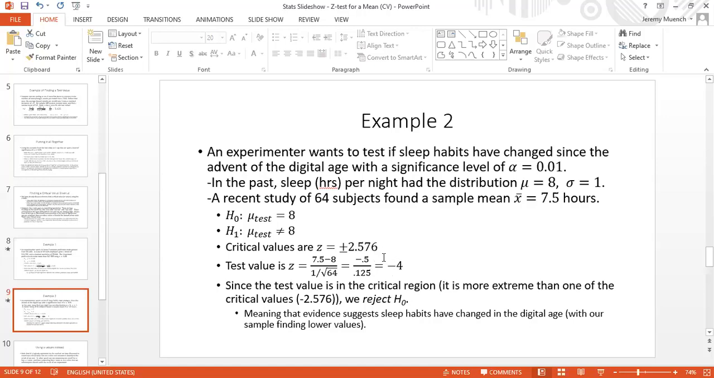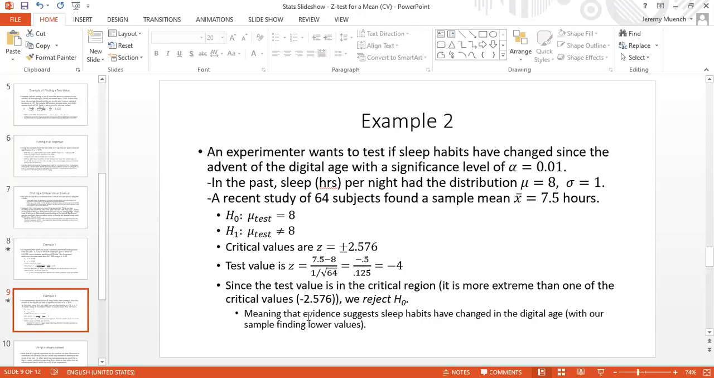Again, we compare it to a critical value in the direction that we're looking. And if it were a one-tailed test and on the wrong side, well, there is no critical value on that side, so we definitely can't reject. And that's one of the issues with one-tailed testing. Anyway, since this test value is in the critical region, we reject the null hypothesis.